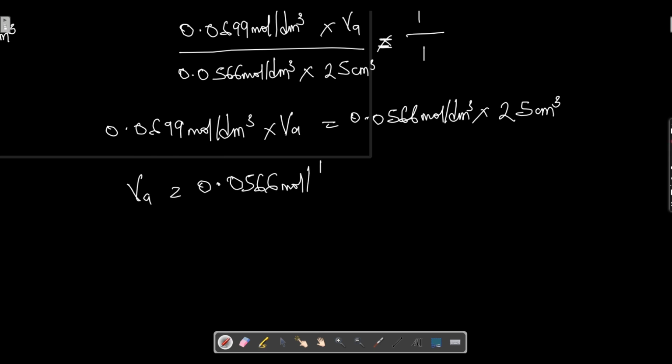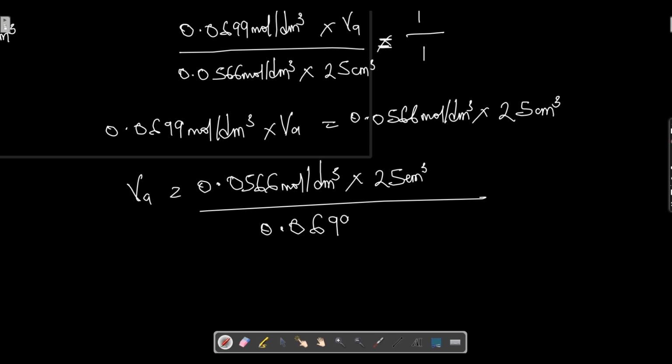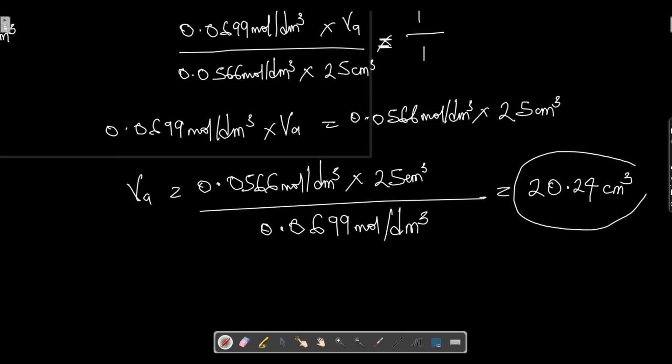So we have Va is equal to 0.0566 moles per dm cube times 25 cm cube over 0.0699 mole per dm cube. All right, when you divide this together, you have 20.24 cm cube. So this is the endpoint. Whenever you want to conduct your titration, ensure the endpoint, which is the average volume of AN used, the sulfuric acid, should fall within this range.